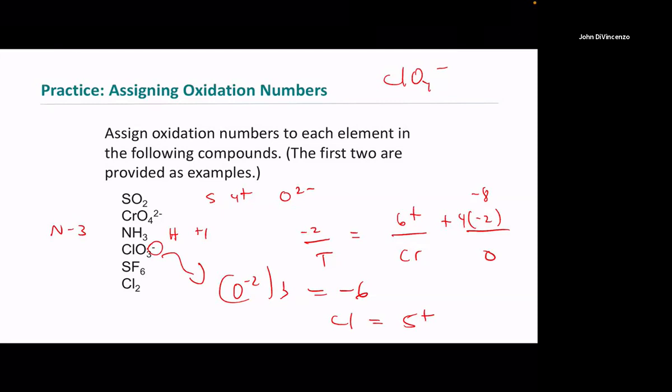SF6. What's sulfur there? Positive 6 again, right? Carter, right? I knew his name and I kind of drew a blank. Carter's right with +6. What about the last one, chlorine? 0, that's elemental chlorine. Everybody comfortable with how we got +6 here? Fluorine's always -1. There's 6 of them. That's all. And then that's elemental chlorine, so that will be 0.